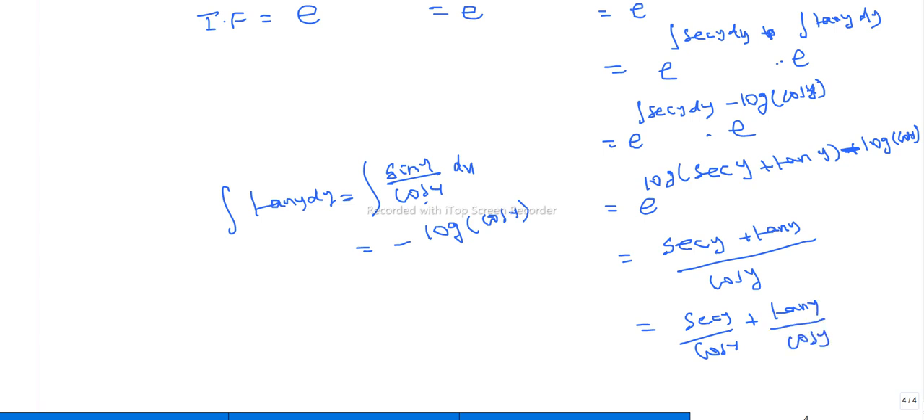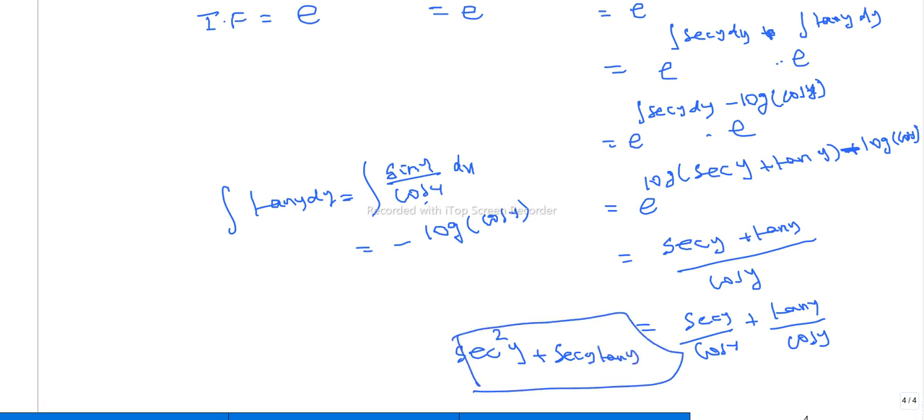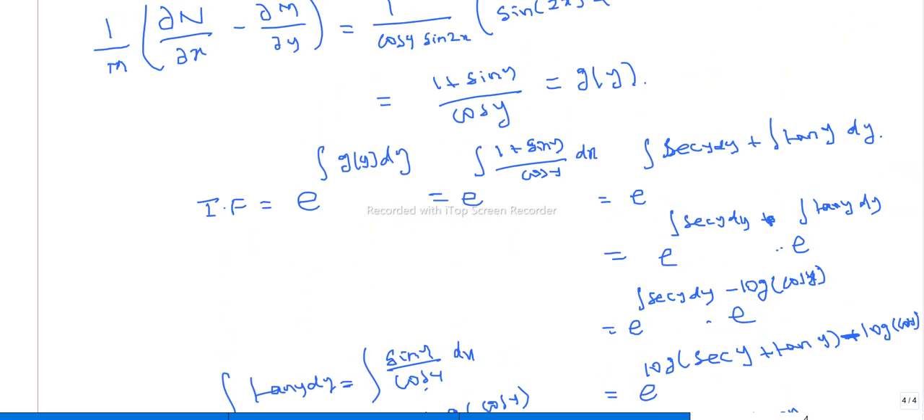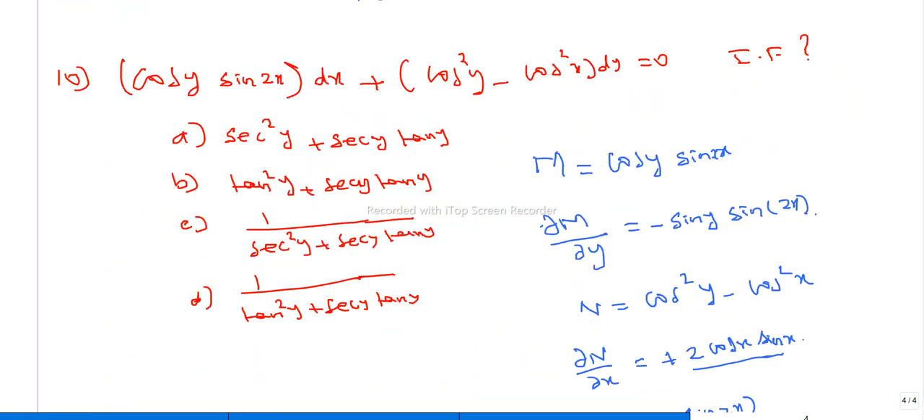So secant, 1 by cos is secant, into secant square y, plus tan y can be written, otherwise you can take the sin, 1 by cos is nothing but again secant y into tan y. So this is secant square y plus secant y tan y. So that is the integrating factor. The first one, secant square y plus secant y into tan y is the integrating factor.